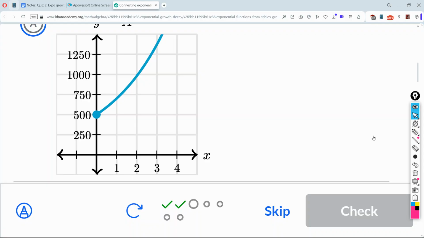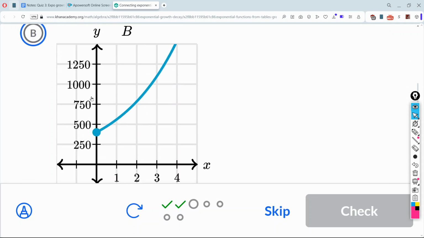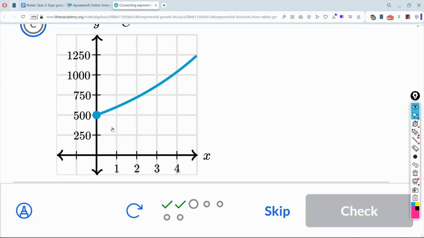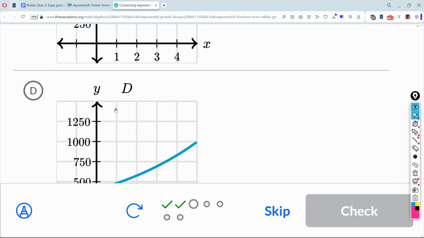600 would be, it starts at 500, but 600 would be less than halfway up. Right here at x equals 1, this is more than halfway up the square, so that's no good. This one does not start at 500. This one starts at 500, and then at x equals 1, this is about 600. It's less than halfway up the square. So I say it's answer C.